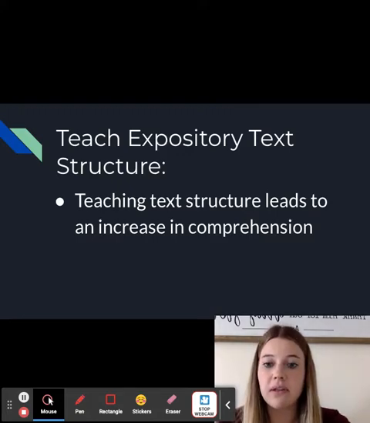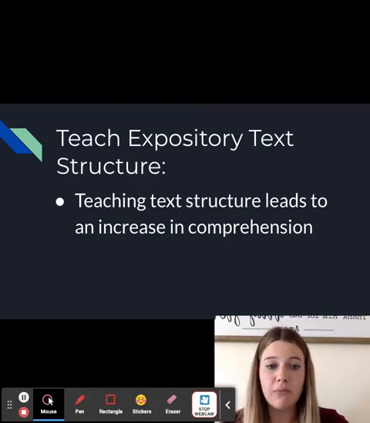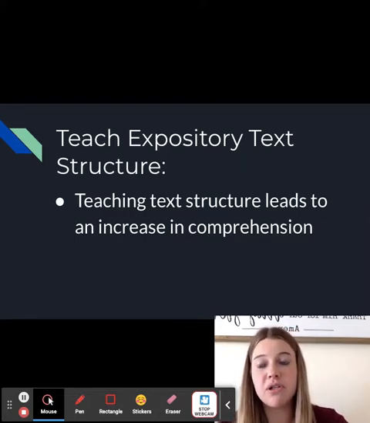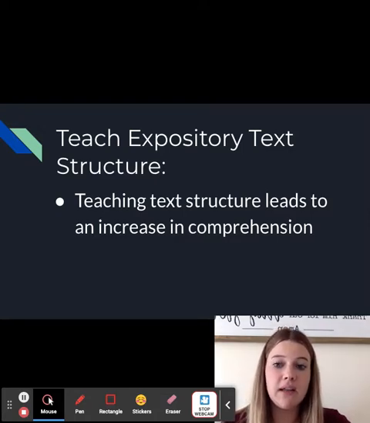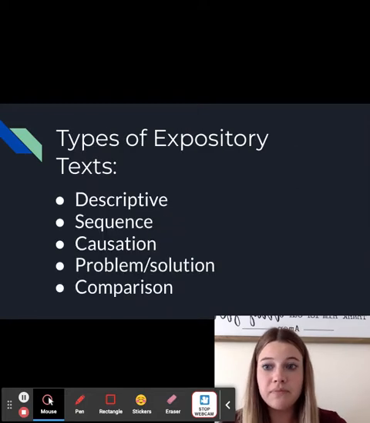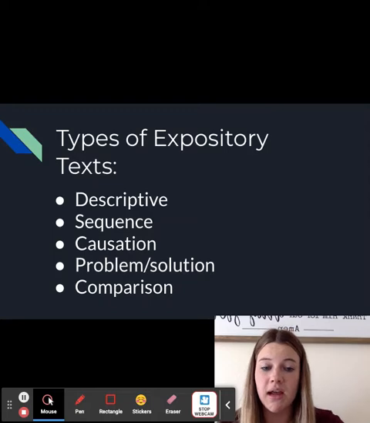A lot of students struggle with comprehending expository texts simply because they're unfamiliar with the expository text structure. Expository texts use a lot more formal language and they have different structures than a narrative text. In a narrative text, we typically follow the same pattern of a beginning, middle, and an end. But in expository, there are a bunch of different text structures which often lead to students being confused. So if we teach text structure, we can increase our students' comprehension. There are some different types of expository text structures that we see: descriptive, sequence, causation, problem solution, and comparison.